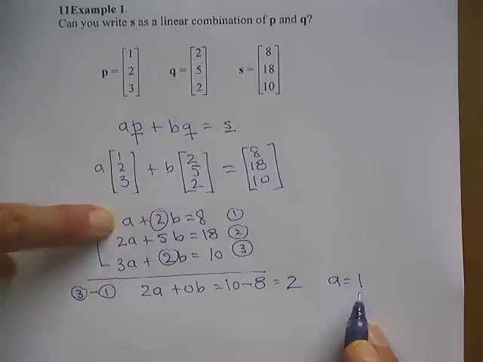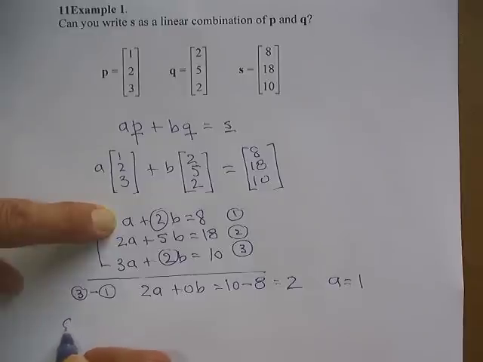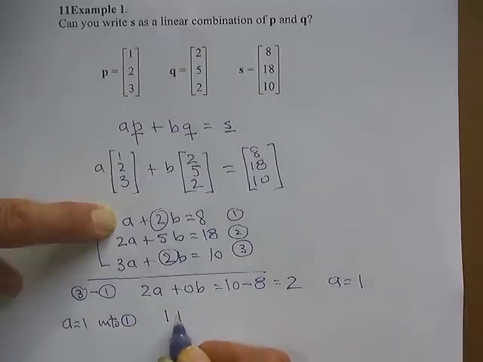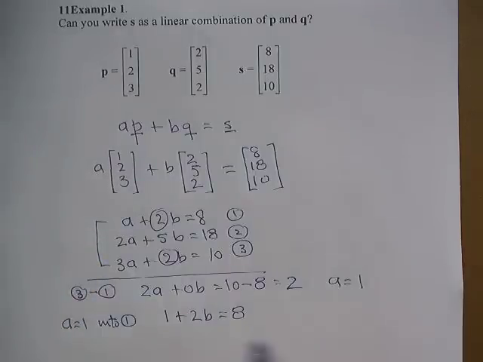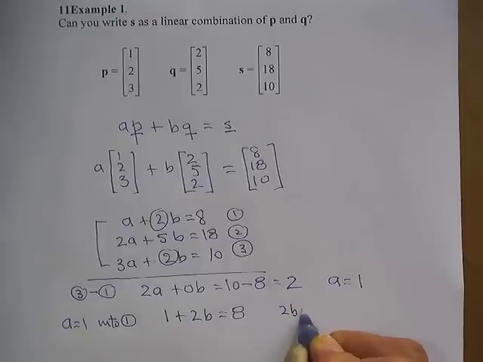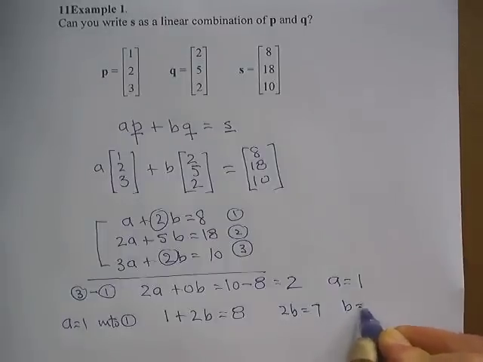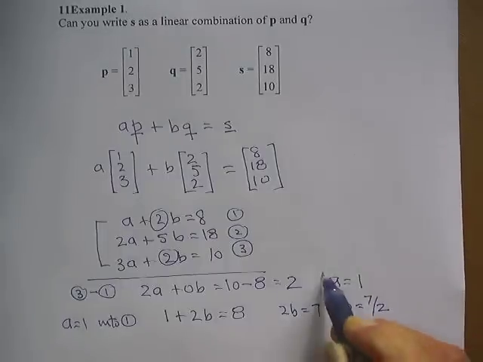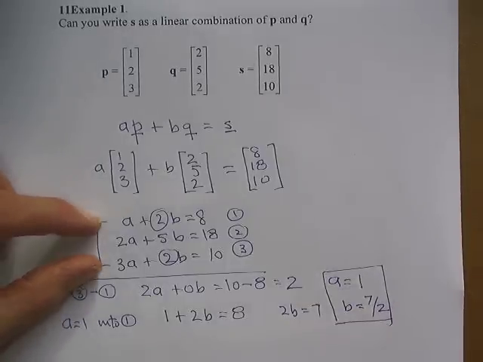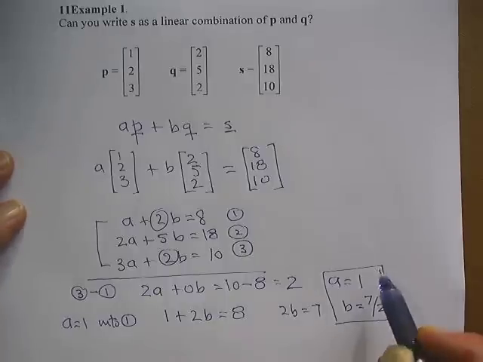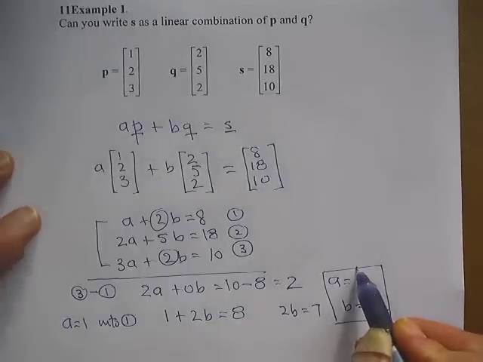And now I'll get b by putting it into either of the equations. Let's put it into the first equation. So put a equals 1 into equation 1. I get 1 plus 2b equals 8. Now I'm solving for the remaining variable, still using those two equations. That gives me 2b equals 7, b equals 7/2. So there's my solution. It's a unique solution to those two equations. It satisfies both those equations.